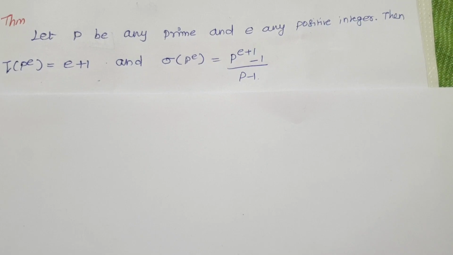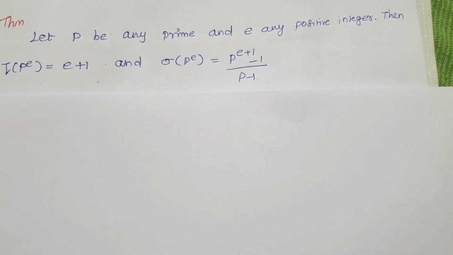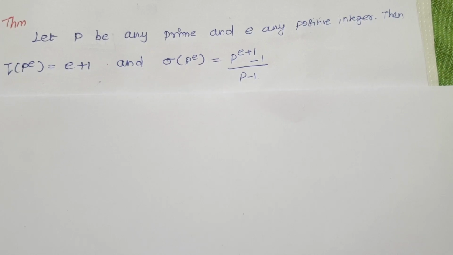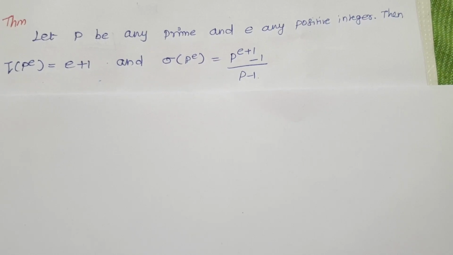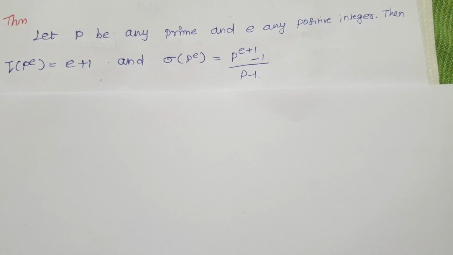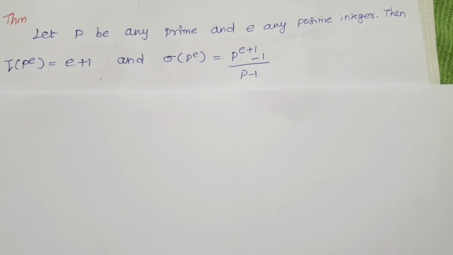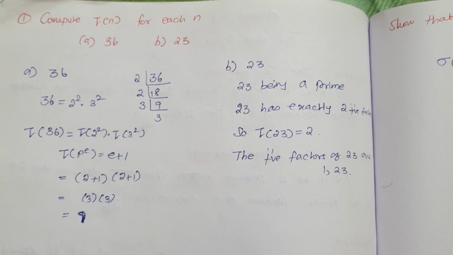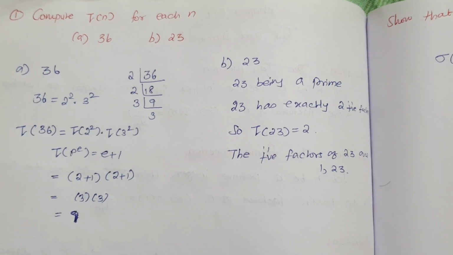This theorem statement gives the formula of tau and sigma functions. This theorem states that, let p be any prime and e any positive integer, then tau of p power e is e plus 1, and sigma of p power e is (p power e plus 1 minus 1) divided by (p minus 1). Now let us move on to the problem section.